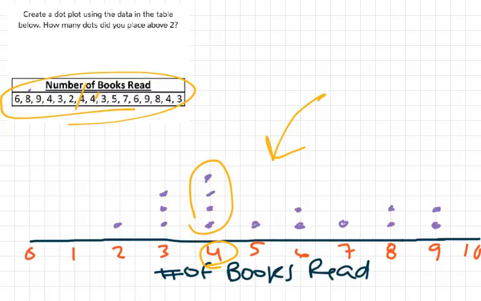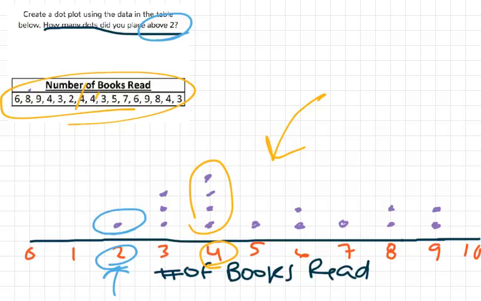Actually, let's go back to our question. It's asking us how many dots did you place above 2? So above 2, we look and we find 2. I see just 1 dot. So the answer to our question is 1.